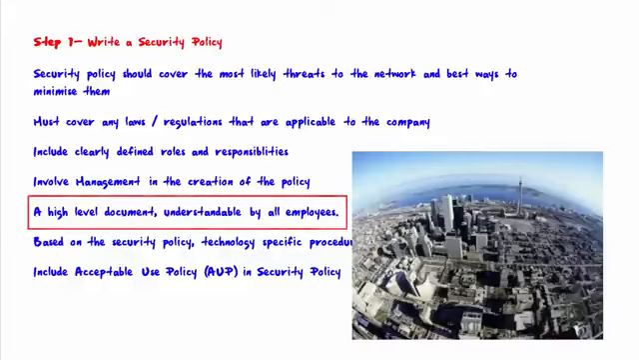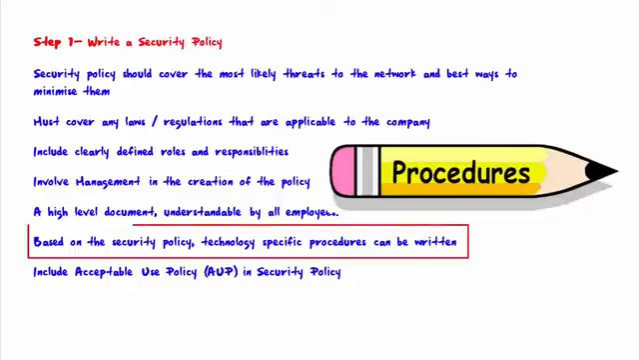Now, based on the security policy, technology-specific procedures can be written. So it's assumed that as time goes on, procedures will need to be rewritten, but the security policy should not. Now, an example of a specific procedure would be, what should the person in charge of backup specifically be doing daily to make sure that the backup is done properly?